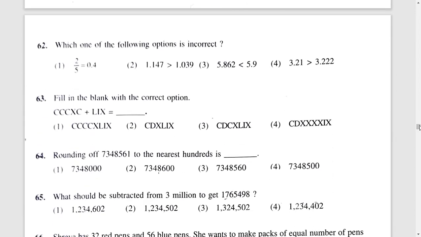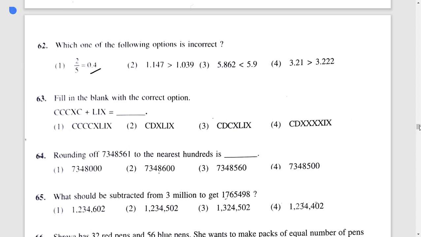Question number 62. Which one of the following options is incorrect? 2 by 5 is 0.4, itself correct. 1.147 is greater than 1.0, so it is greater itself. 5.8 is less than 5.9, correct. 3.121 is greater? It is not greater, it is lesser. So this is the incorrect one. So option 4 is correct here.